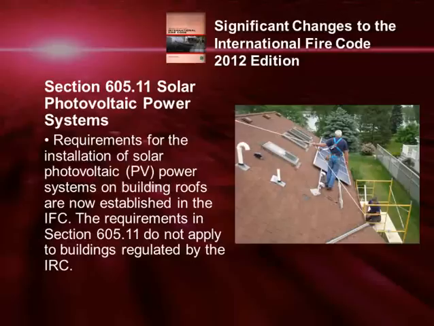The 2012 IFC in Section 605.11 now has new requirements for solar PV power systems, but these requirements will not apply to buildings that are regulated under the International Residential Code. They will apply to any buildings that are regulated under the IBC and the IFC.